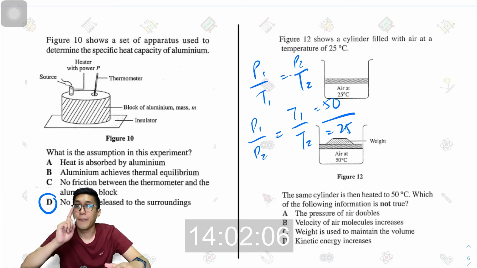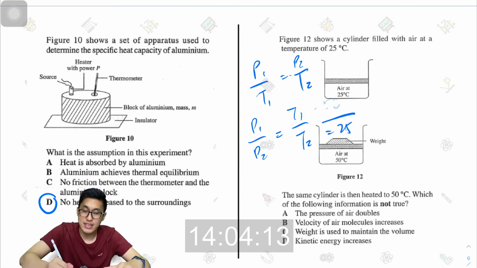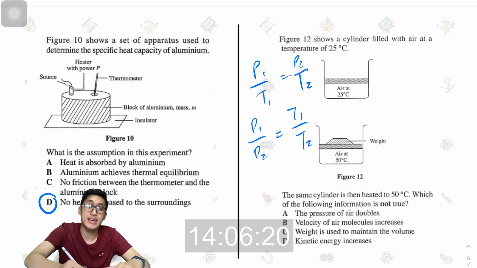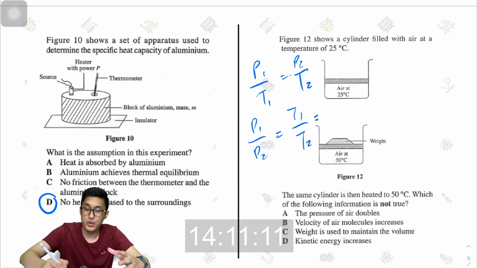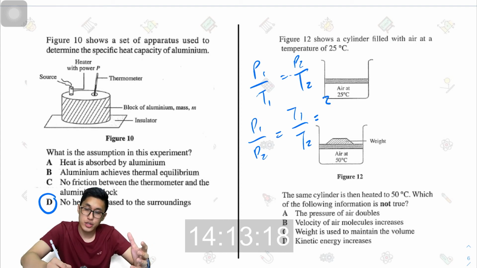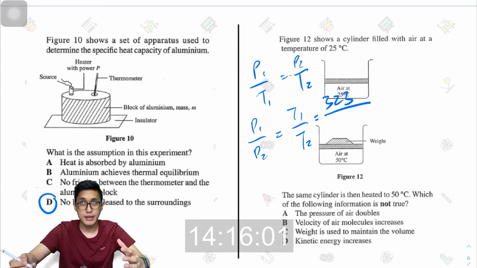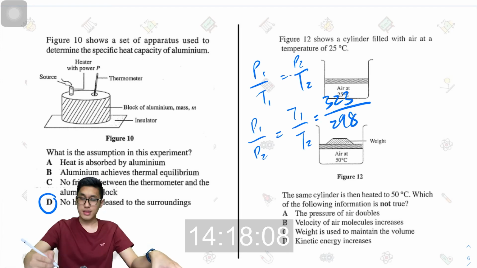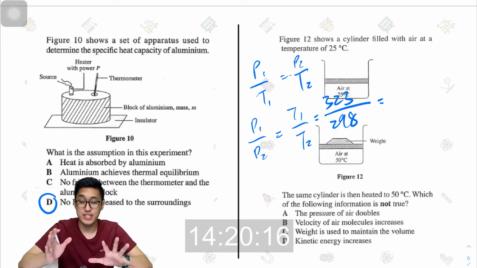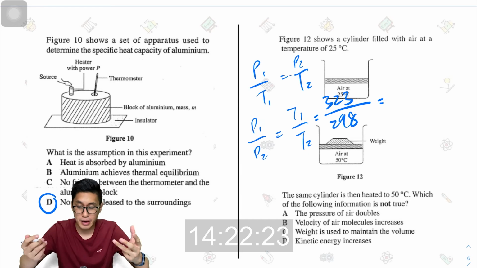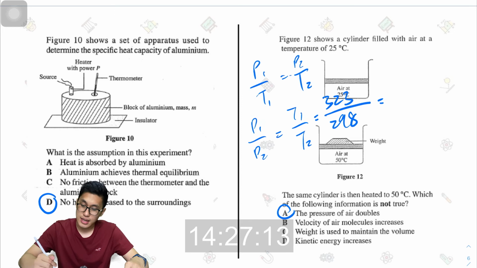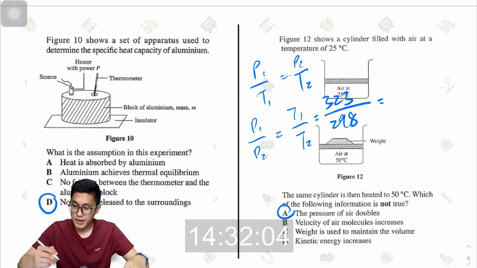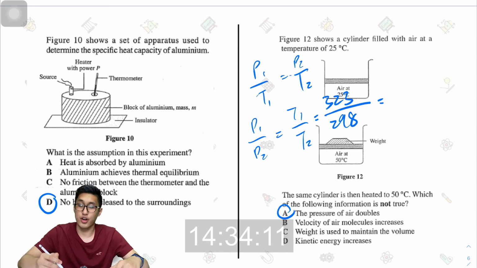But because when I'm doing my gas laws, my temperature should always be in Kelvin. So this is not 50 divided by 25. Okay, it is actually 50 plus 273, 323 divided by 298. And I can see here definitely this is not 2 times, this is not double the amount, okay? So A is actually wrong, right? Other than that, velocity of the molecules increases, yes. Kinetic energy increases, yes. Okay, that's why. And weight is used to maintain the volume, yes.